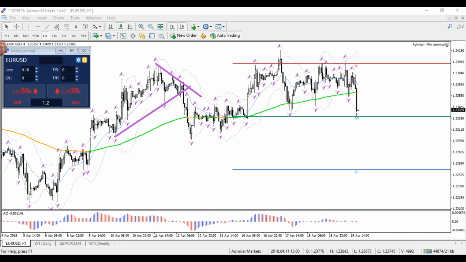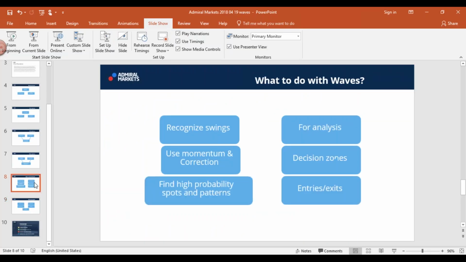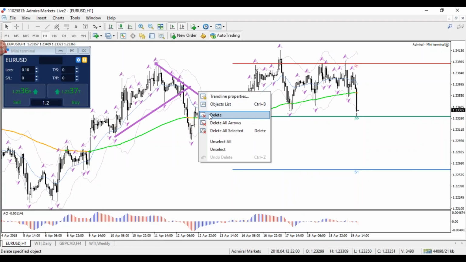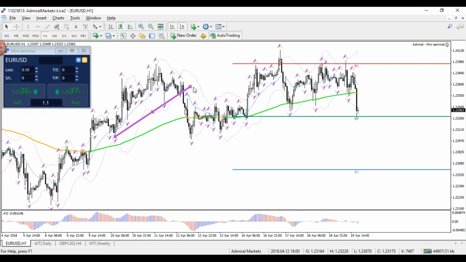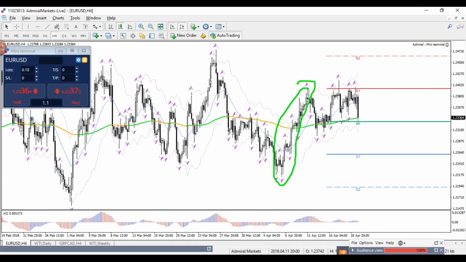So let's take a look at the first of those items, which was recognizing swings. I'm not going to dive into this very much, just because of time. But basically, you can use the awesome oscillator here, for instance, to recognize swings. So this is one swing, right? This is one swing. How do we know that? Because if you look at the oscillator, that's where the zero line crosses.